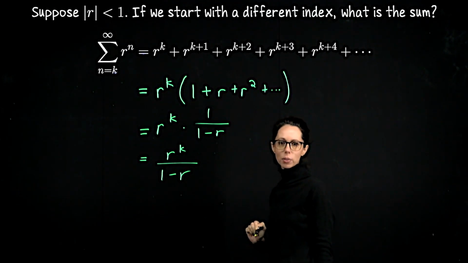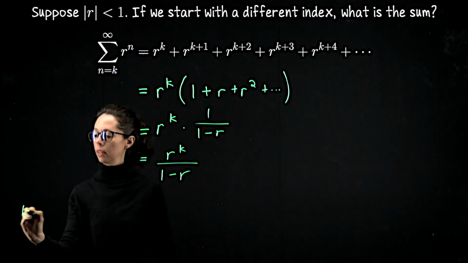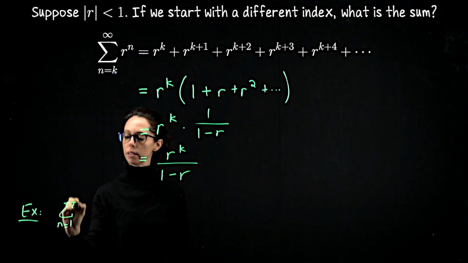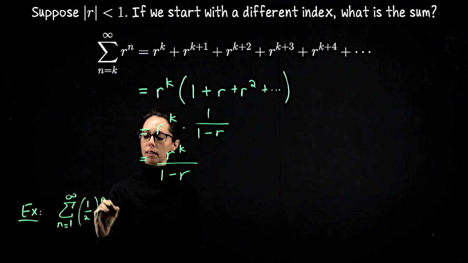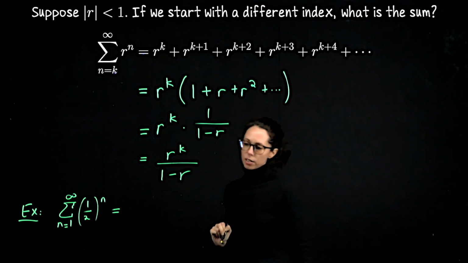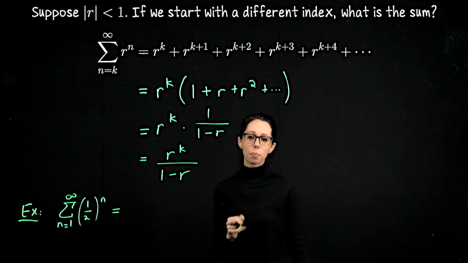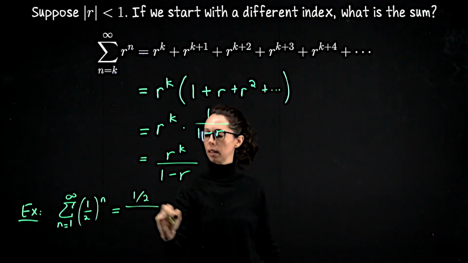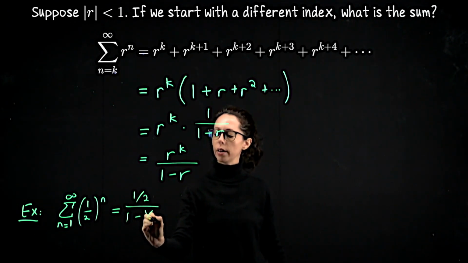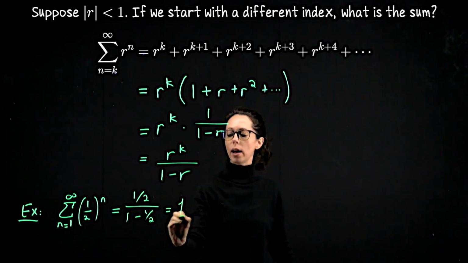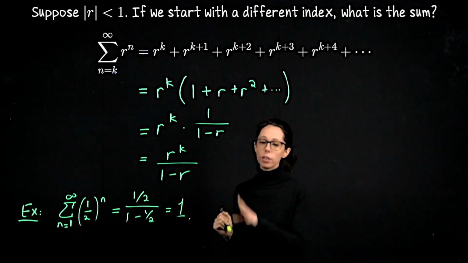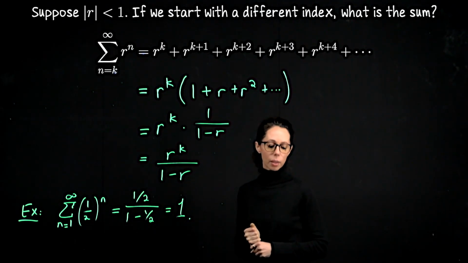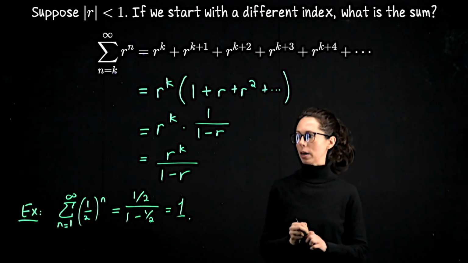Let's check this if r equals a half and k is 1. This we already saw. If we have n equals 1 to infinity, 1 half to the n, we compared that to pieces of area and figured out that this sum should be 1. Using this formula, it's going to be 1/2 divided by 1 minus 1/2, or in other words, it's a half divided by itself, so that is indeed 1. That agrees with our earlier work. You can check what would happen if you replace 1/2 here with 1/10. You should get 1/9.